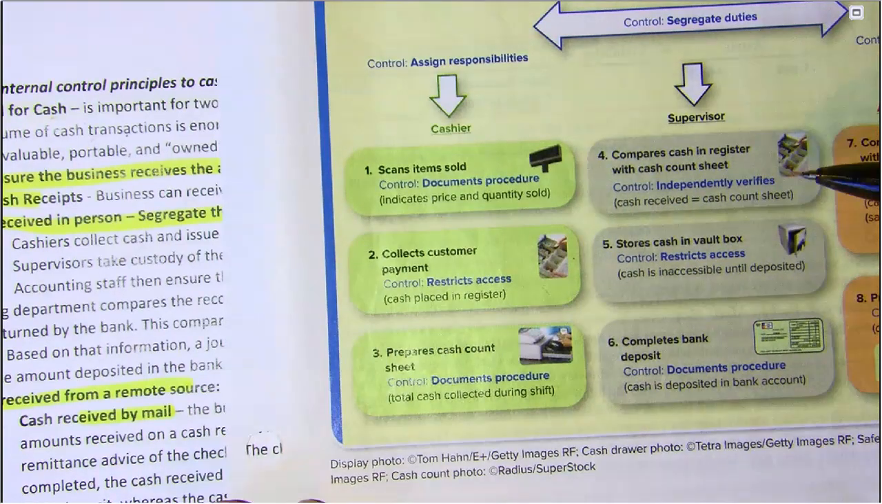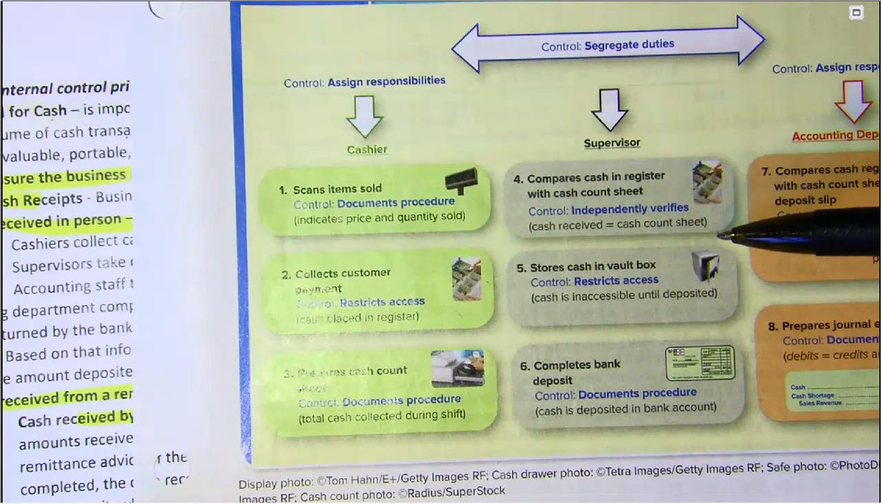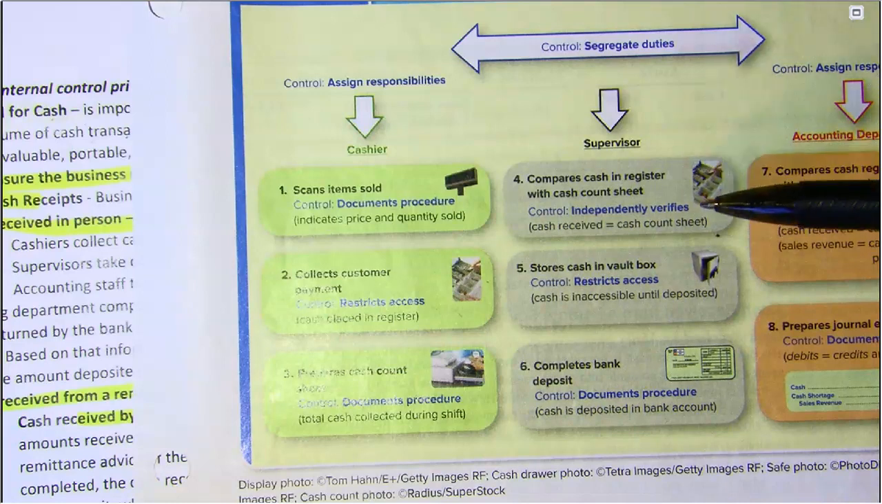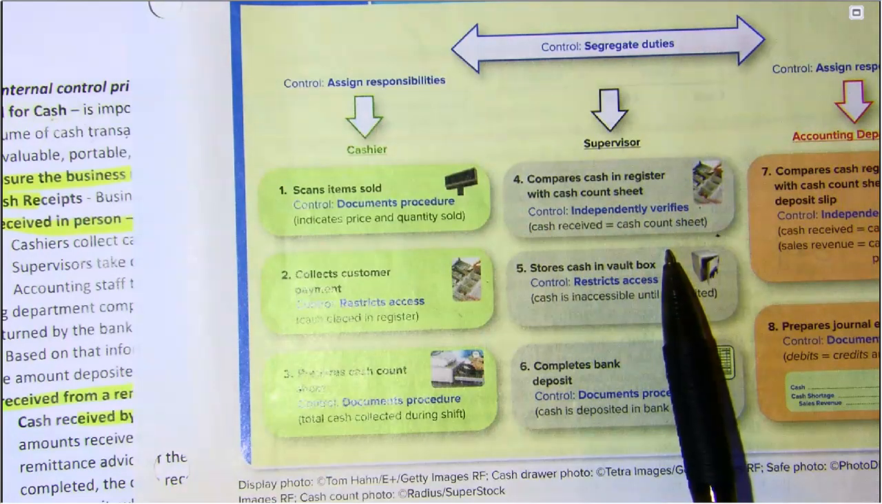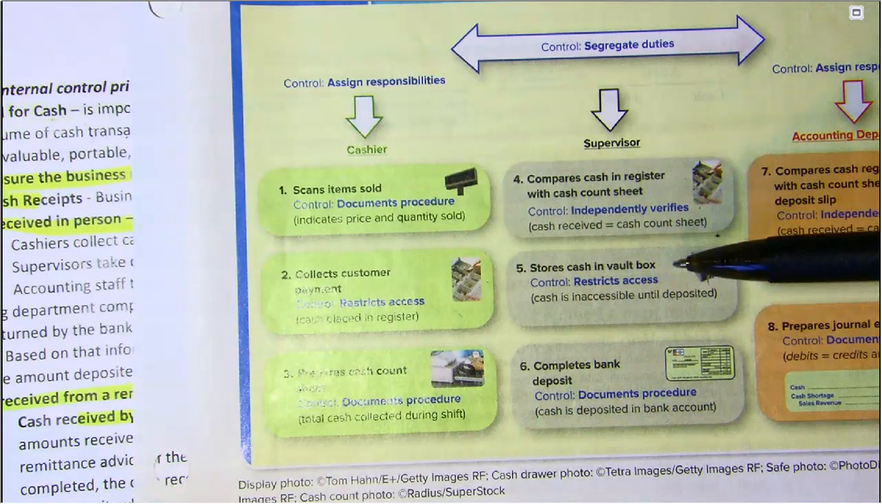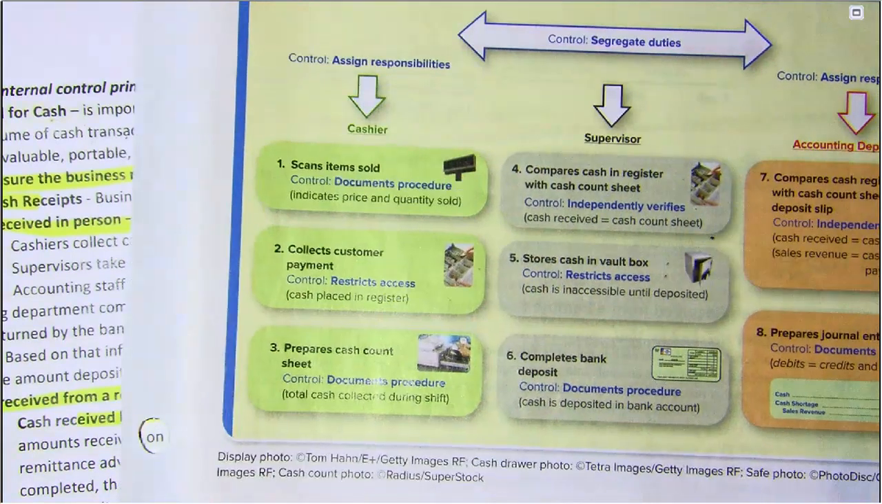Okay, so then the supervisor compares the cash in the register with the cash count sheet. Sometimes the supervisor will watch or recount the money along with the employee. Sometimes there's a camera. There's a variety of ways a supervisor can verify the amount of money in the drawer. And the control activity that satisfies is that they independently verify or check your work as a cashier to make sure that the cash received equals the cash count sheet. And then they store that cash in a safe or vault box, and that again restricts access. So that is another control activity.